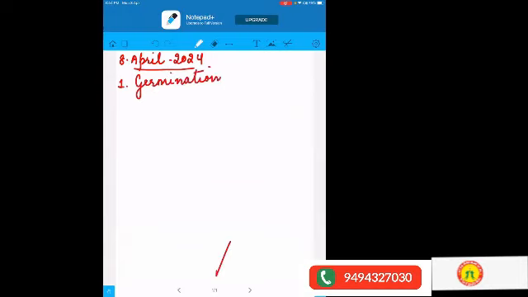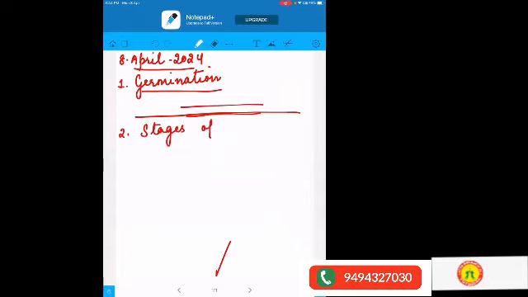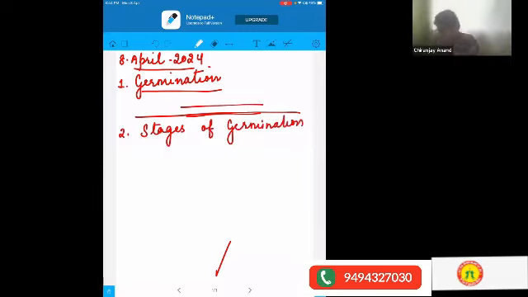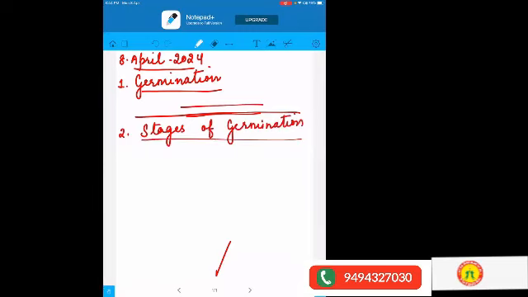Then underline the germination, write the definition of germination like this. Then write two stages of germination. Fine, write the heading, stages of germination. Then underline it. Then write A point, B point, C, D, E, F, G. Like this, all the 10 points you should write.